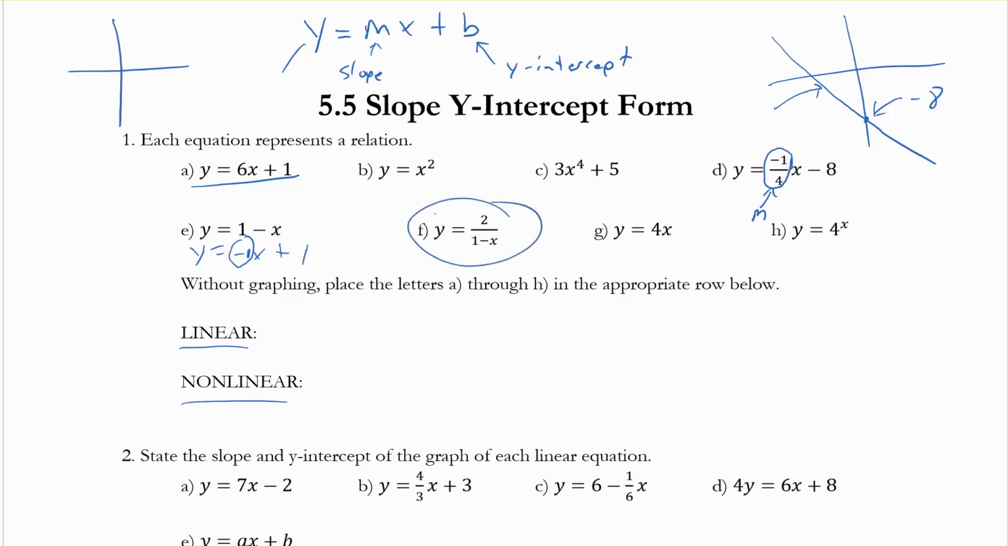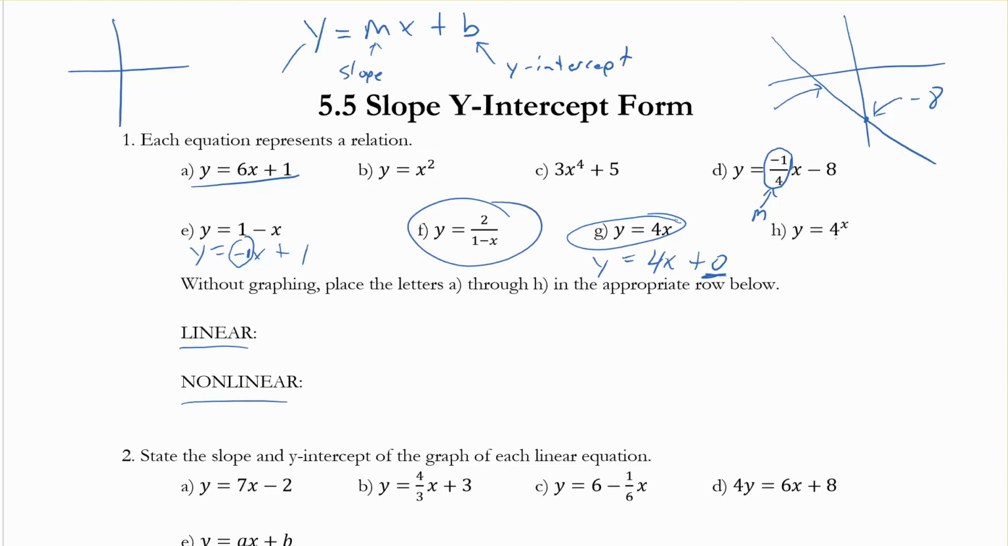This one doesn't look like y is equal to mx plus b. This one might be a little confusing. Y is equal to 4x. Well, that's the same thing as y is equal to 4x plus 0. So this is still in the same form, just plus 0.